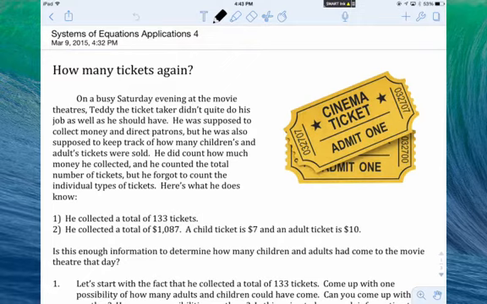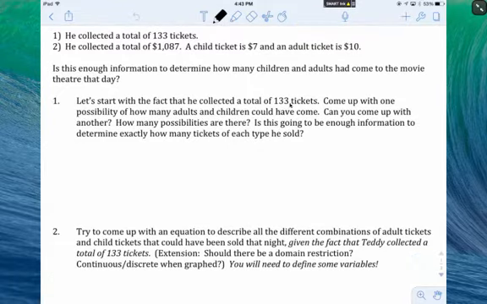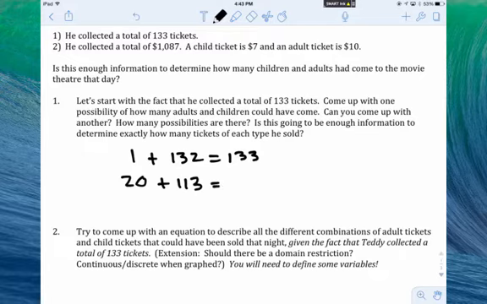Okay, and we're going to do it step by step. So first, let's start with the fact that he collected a total of 133 tickets. Now, can we come up with a possibility of how many adults and children could have come? I don't know, we could have had one child and 132 adults, right? That would be 133 total tickets. We could have had 20 children and 113 adults, right? That sums up to 133. We could have had 100 children and 33 adults, and that adds up to 133.